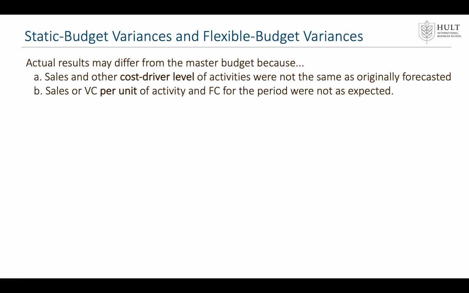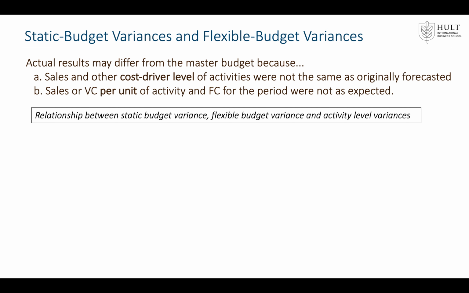Now let's combine the static budget and the flexible budget into one variance analysis. The actual result may differ from the master budget because the sales and other cost driver level of activity were not the same as originally forecasted. That means the static budget sales level is usually different from the actual sales level. So we need to analyze the reason for the variances.